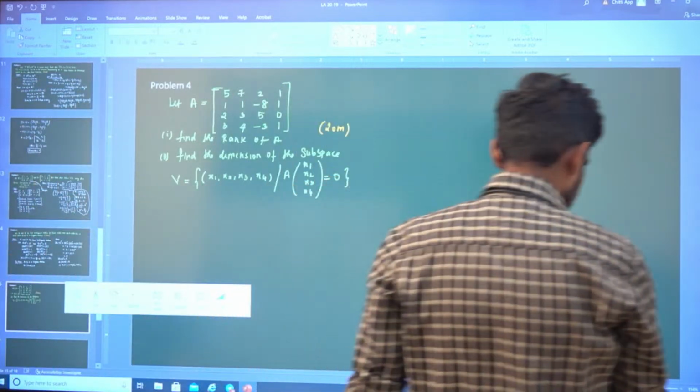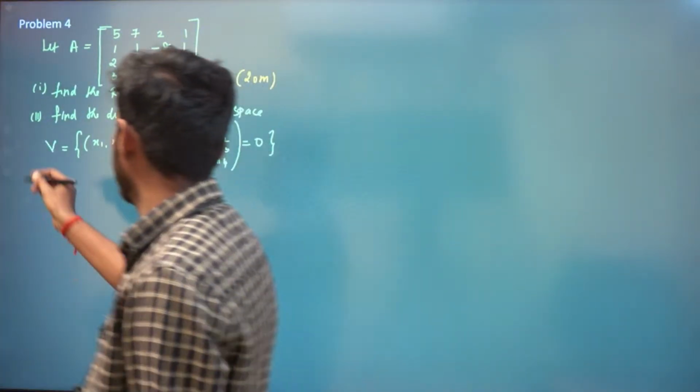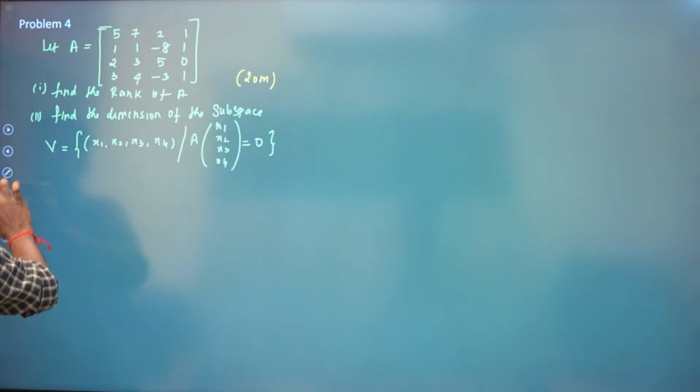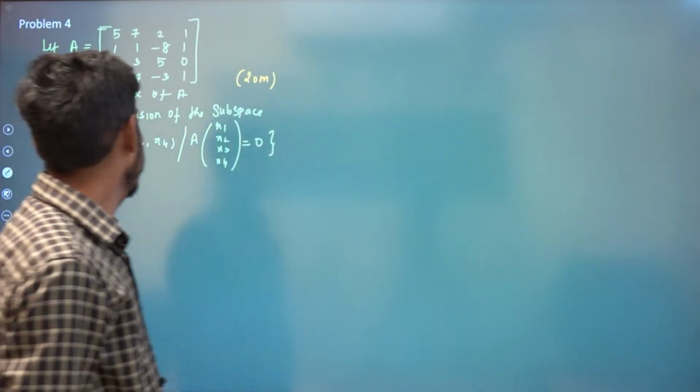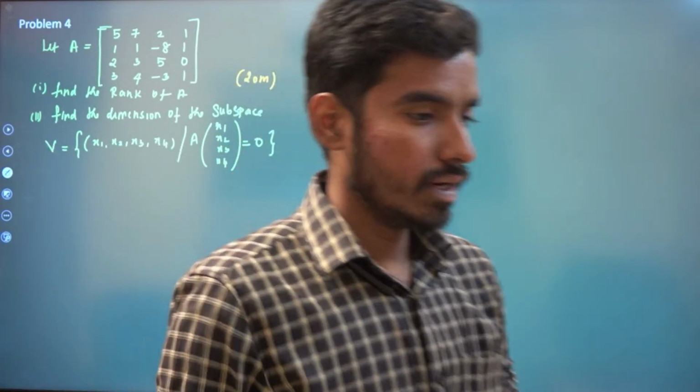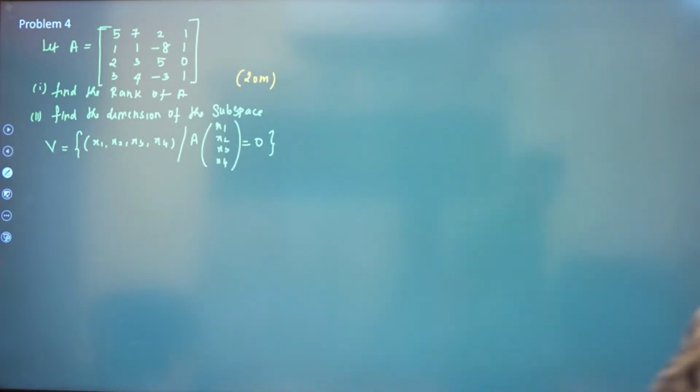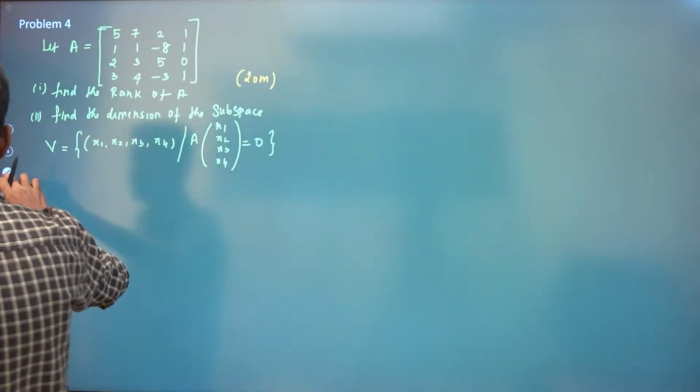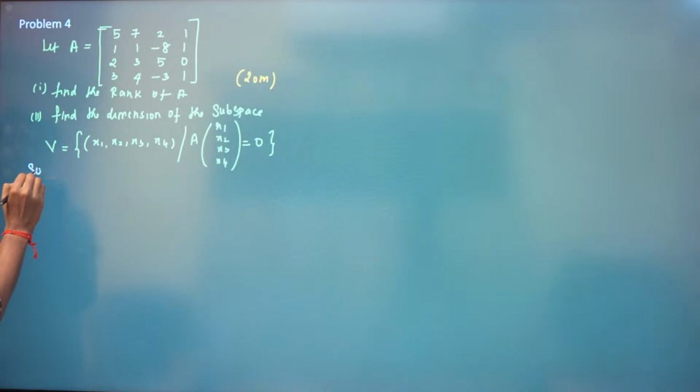Okay, so again, very simple problem, standard problem. They have given the matrix A. First you want to find the rank of A, and then you want to find the dimension of the null space of A. So first we will find the rank of A, and then also we will find the null space of A.